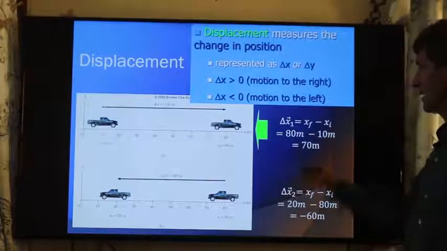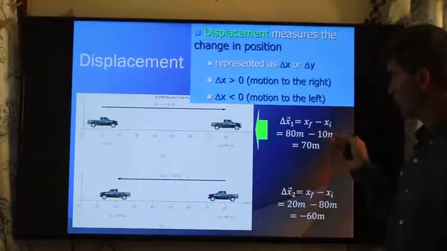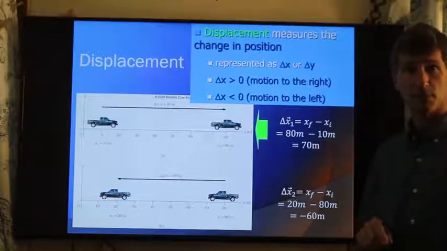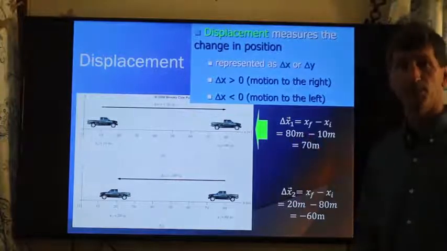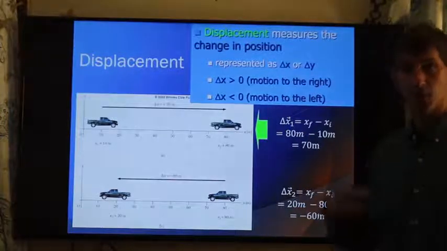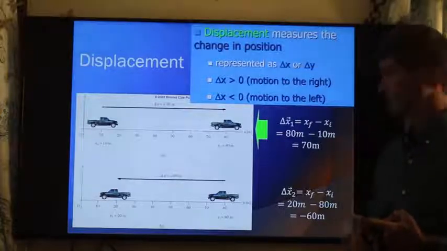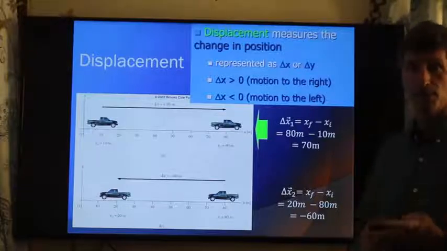So in this, we move to 80 meters from the origin, from an original 10 meters from the origin, so our displacement becomes the difference between the two. Final minus initial. And the delta sign again symbolizes change. How much change has taken place? So position, where we are with respect to some frame of reference. Displacement, how much has that position changed?